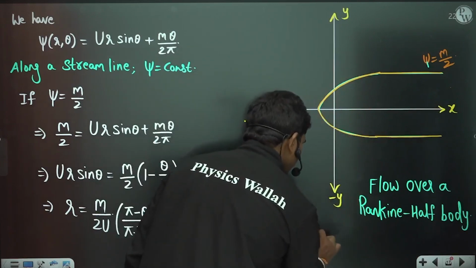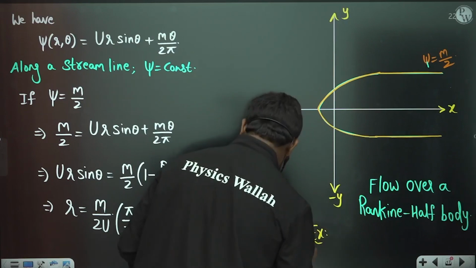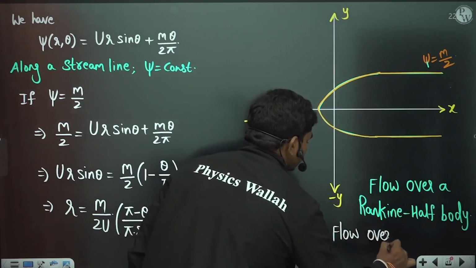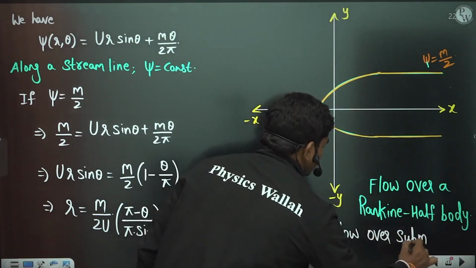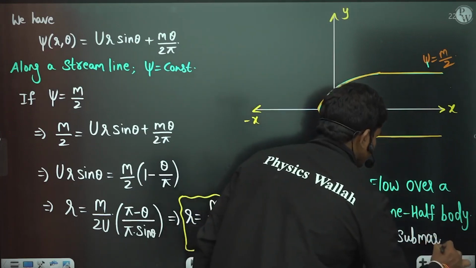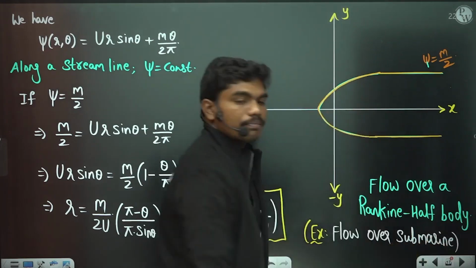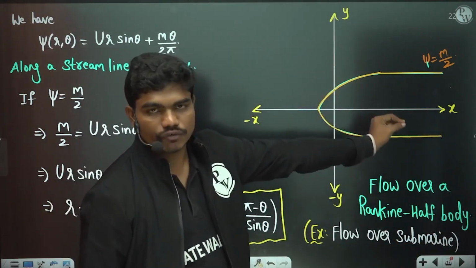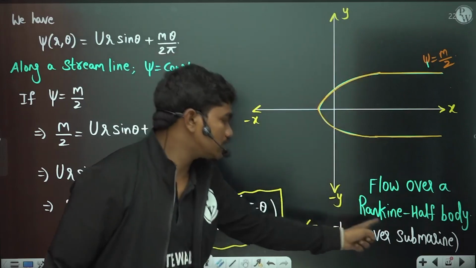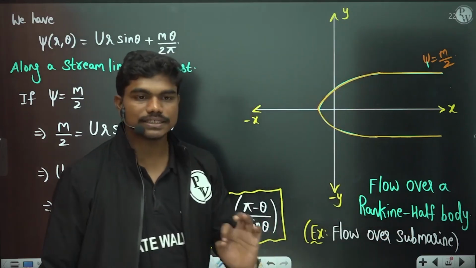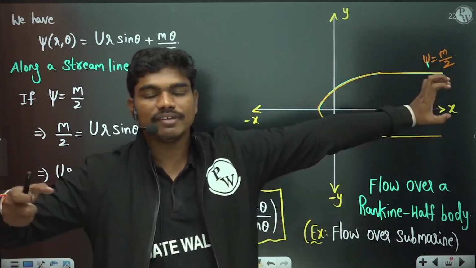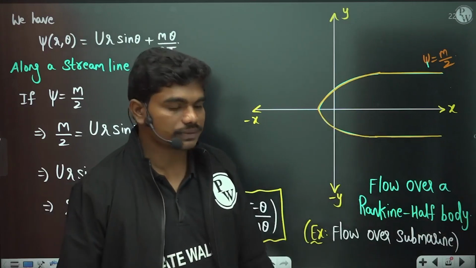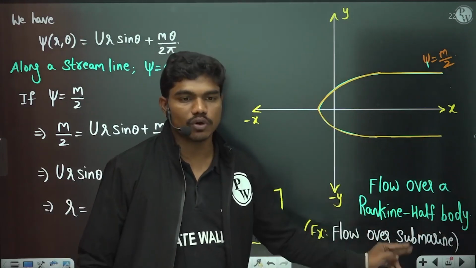So for example, flow over a submarine. Clear? Is this clear to all of you? Did you understand why I am calling this a half body, and why this situation can be analyzed for flow over submarines? Because the submarine's length will be very large and the nose will be very small as compared to the length of the submarine. That's why these situations are used for analyzing flow over submarines.